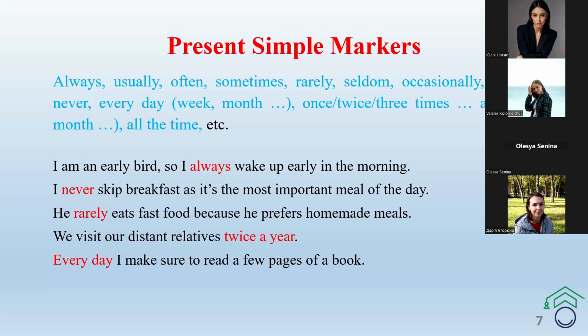Так. He rarely eats fast food because he prefers homemade meals. Він рідко їсть фастфуд, тому що він надає перевагу, да? Надає перевагу стравам, які зроблені вдома. You're right. We visit our distant relatives twice a year. Ми відвідуємо наших дальніх родичів двічі на рік. Every day I make sure to read a few pages of a book. Кожного дня я читаю декілька сторінок книжки.